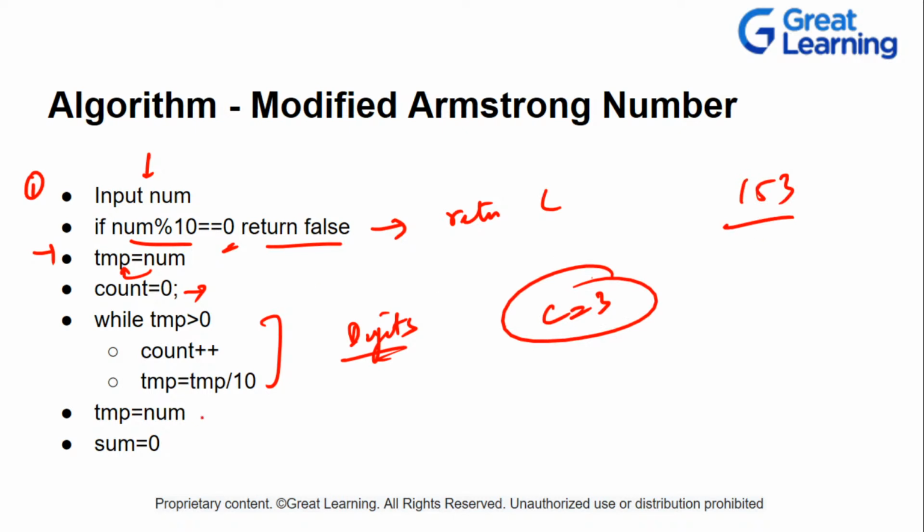Done. You updated your num because you will be again manipulating the number and we don't want to manipulate this number. Okay. And that is why we are using this temp. We have sum equal to 0. Clear? Is this thing clear?